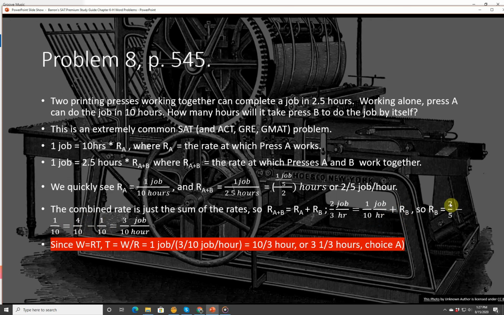In case you don't know how I did that, 2/5, you multiply both the numerator and the denominator by 2, so you end up with 4/10, so you have a common denominator.